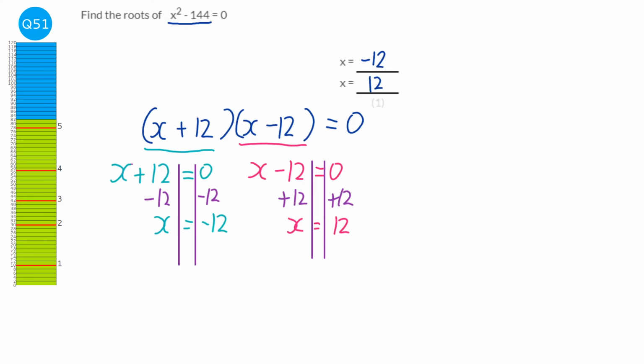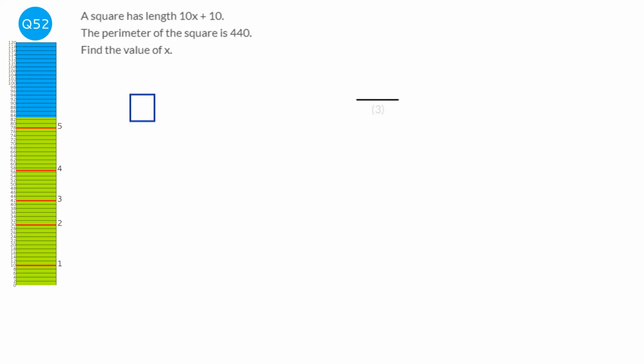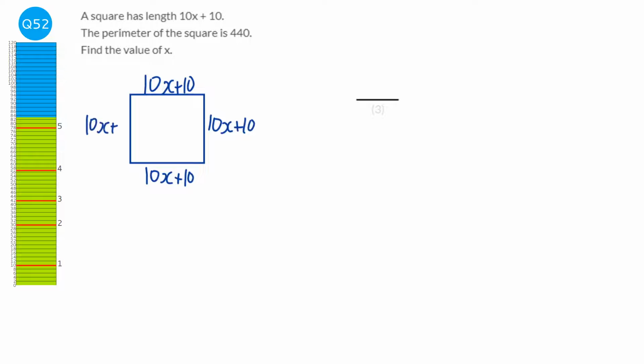First thing I'm going to do is just draw the square out, and we know the length of it is 10x plus 10, but it is a square, so that's the same all the way around it. But we're also told that the perimeter is 440. So what we can do is work out the perimeter in algebra by multiplying 10x plus 10 by 4, or just adding up the 4 lengths that we've got. So we're going to do 4 times 10x plus 10.